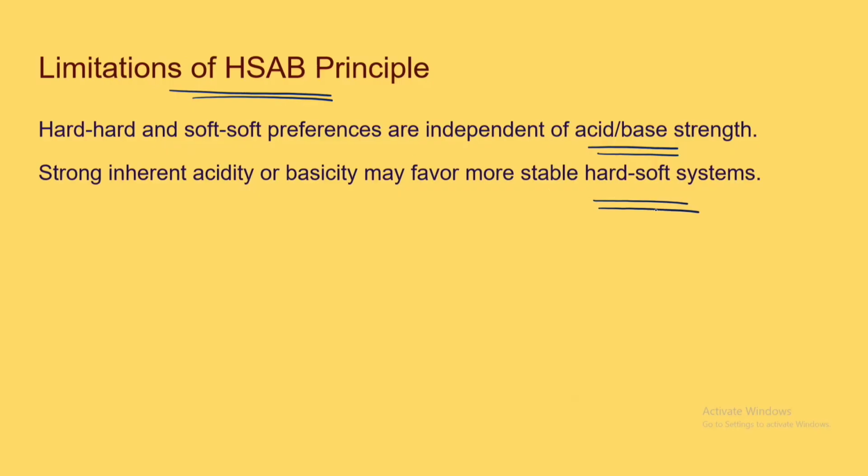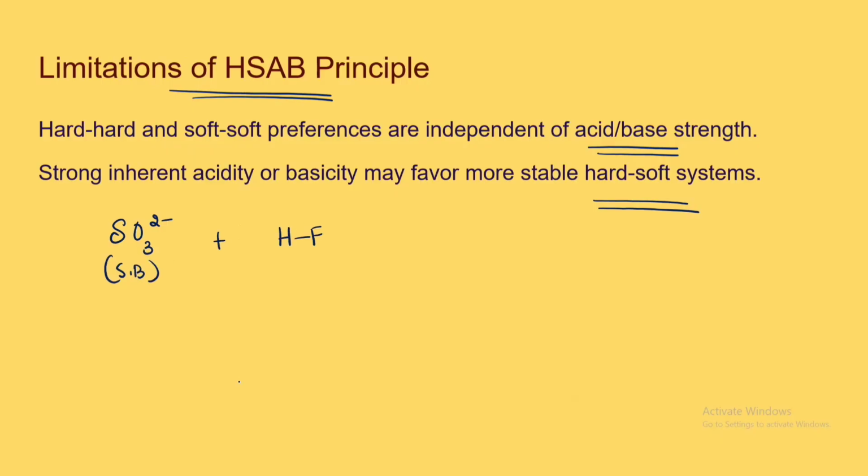So because of which we say that overall, although this HSAB principle is successful in explaining many other factors, and also there are many applications with respect to this HSAB principle, but still it cannot explain certain different reactions where hard-soft systems also can be stable enough. So suppose we take an example now. SO3 2-, which is a soft base.